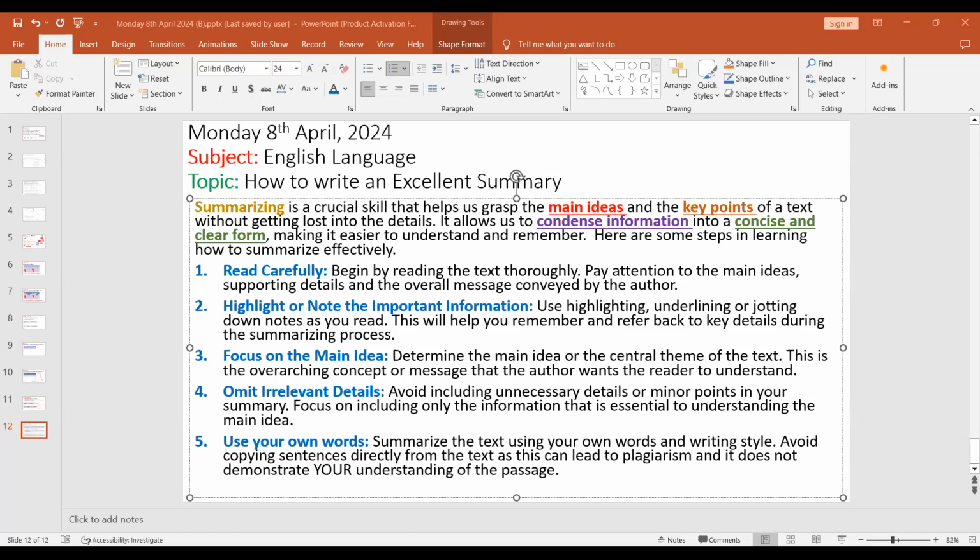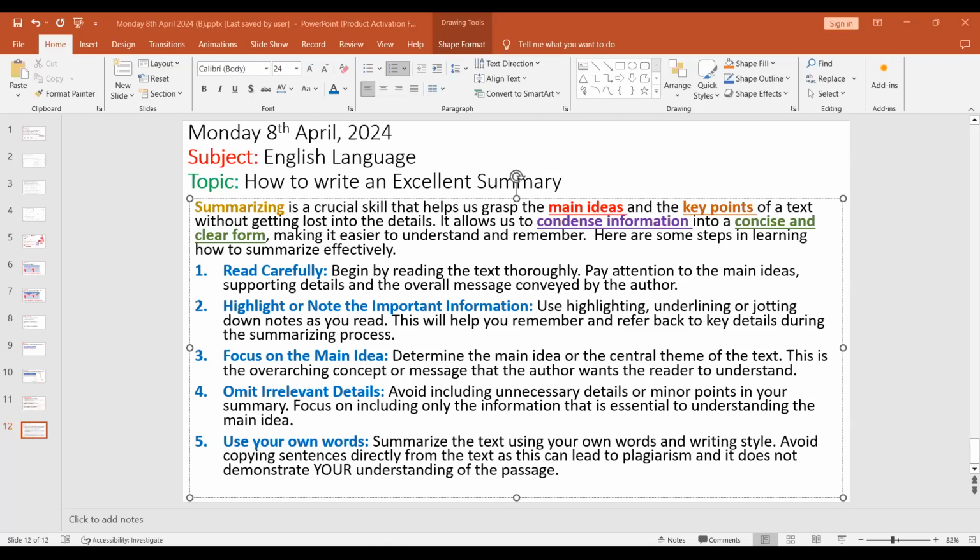All right, and where's Paul? Can you read the one that says, read carefully? Read carefully. Begin by reading the text thoroughly. Pay attention to the main idea, supporting details, and the overall message conveyed by the author. Very good.